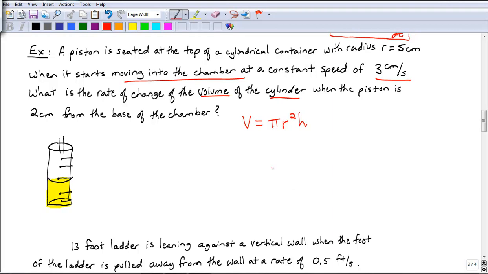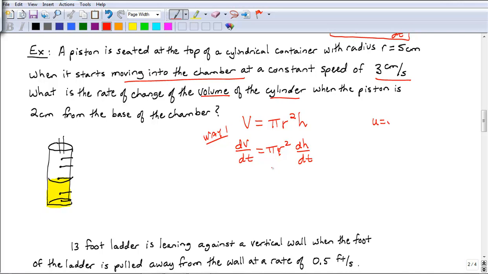So here's one way to do it. For some folks, this is the way that makes sense. Pi and r squared are both constants because it doesn't change the whole time. The derivative of h is dh dt. That's one way to do it. The other way to do it is to use the product rule.